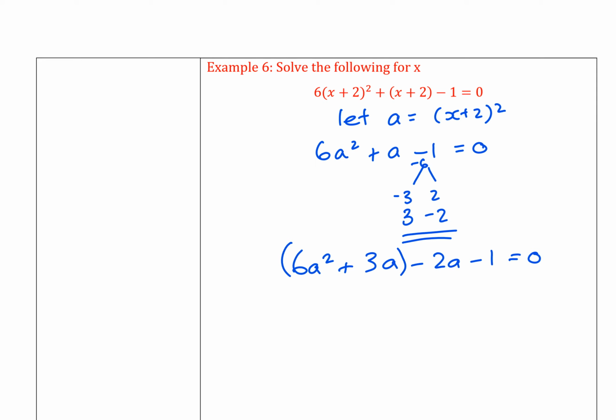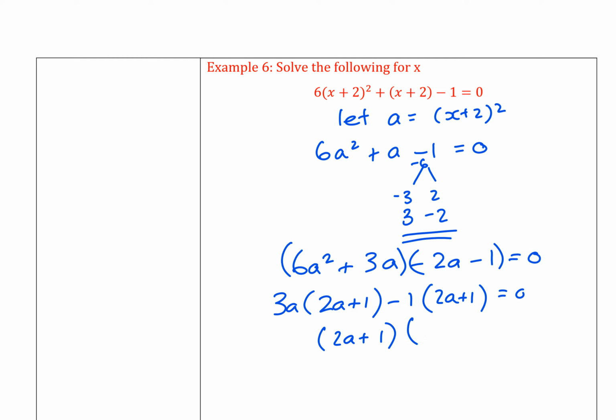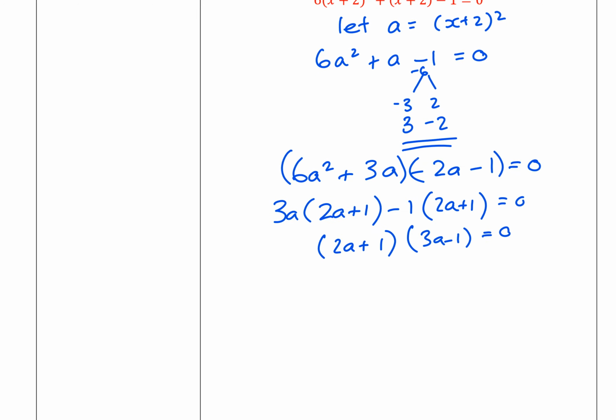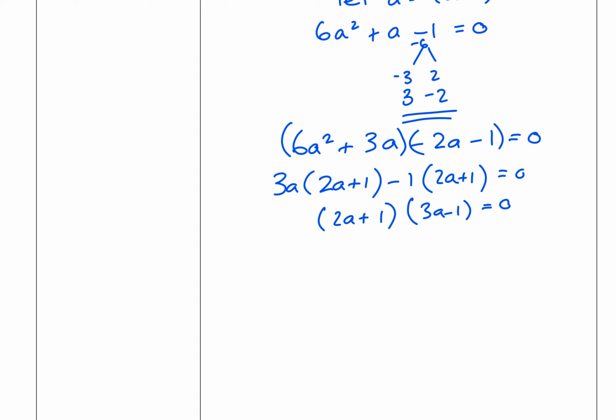If I factor by grouping, 3a is a common factor, and 2a plus 1 is remaining. Minus 1 is a common factor, and 2a plus 1 is remaining. So my final factored form is 2a plus 1 times 3a minus 1, and that equals 0. If we use null factor law, a is equal to negative 1/2, or a is equal to 1/3.